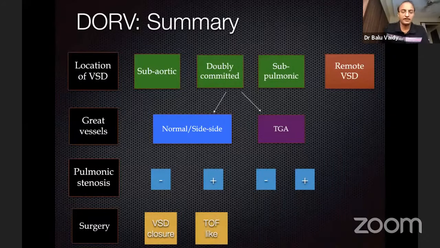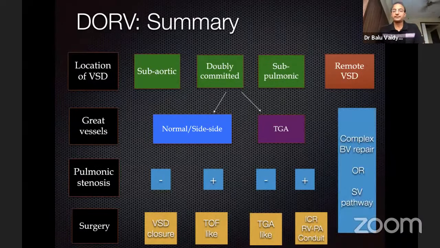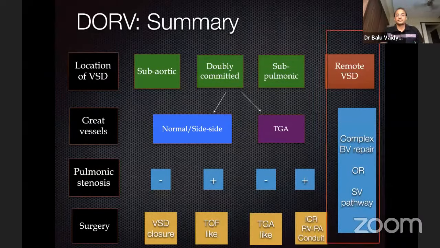You can do even a simple VSD closure, or TOF-like repair, a TGA-like repair, a more complex repair, and in certain situations like remote VSDs or straddling valves, we can only do either a very, very complex biventricular repair or only single ventricle repair. Fortunately, the last group is only about 10 to 15 to 20% of DORVs. So in the vast majority, it will be possible to offer anatomical correction.